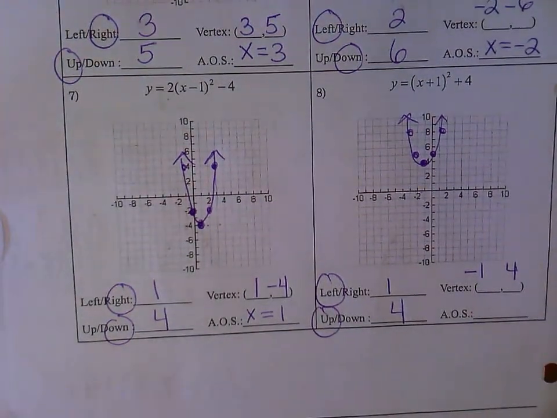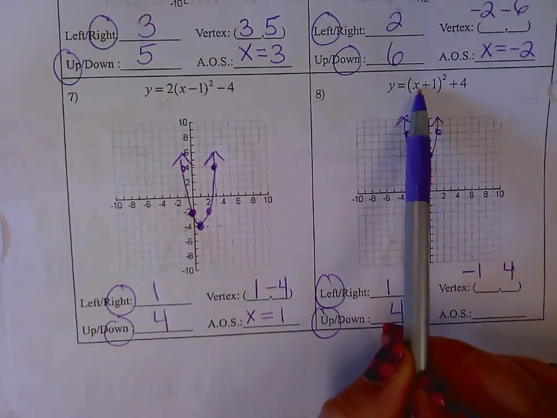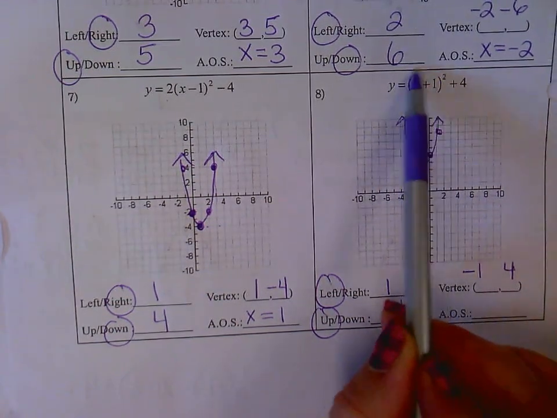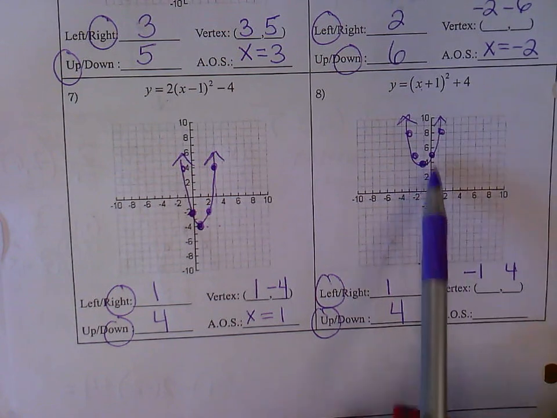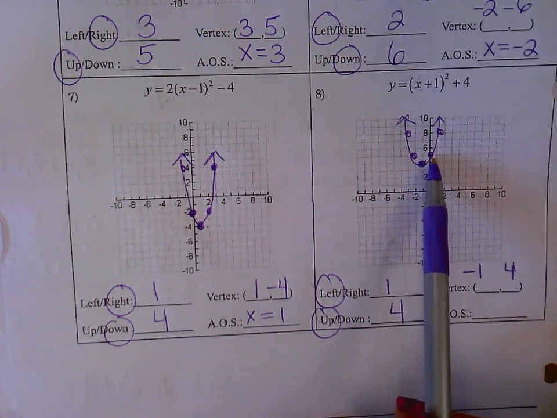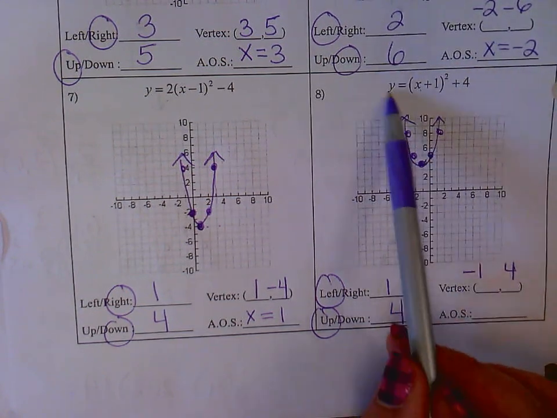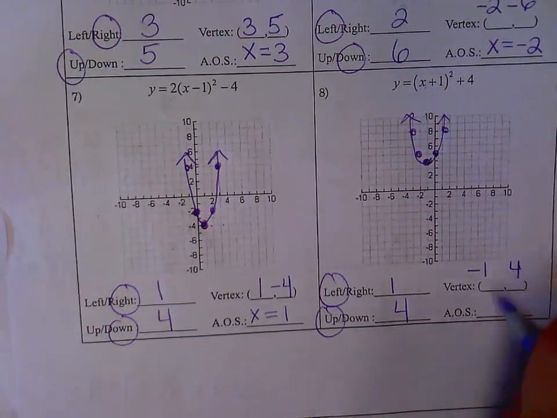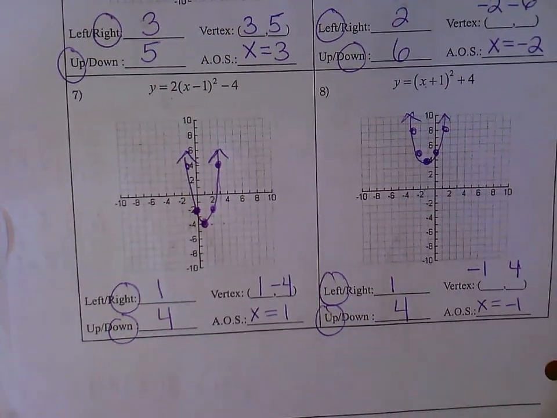Notice that I can't check the y-intercept this time. I'd have to plug in 0. So that would give me 1 squared is 1 plus 4 is 5. So I can check what the y-intercept is, but the number 5 does not appear in my original function. And this should be x equals -1.